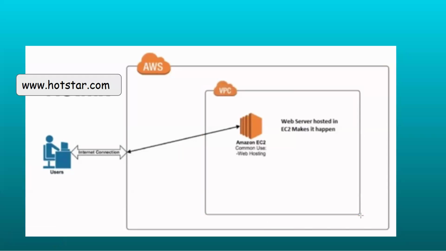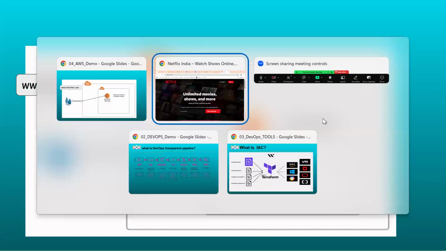In this network, we're going to be keeping a server. On top of this server, we are placing Netflix kind of applications. Once it is placed, we can access our internet. How we are accessing Netflix right now, the same way, like this.